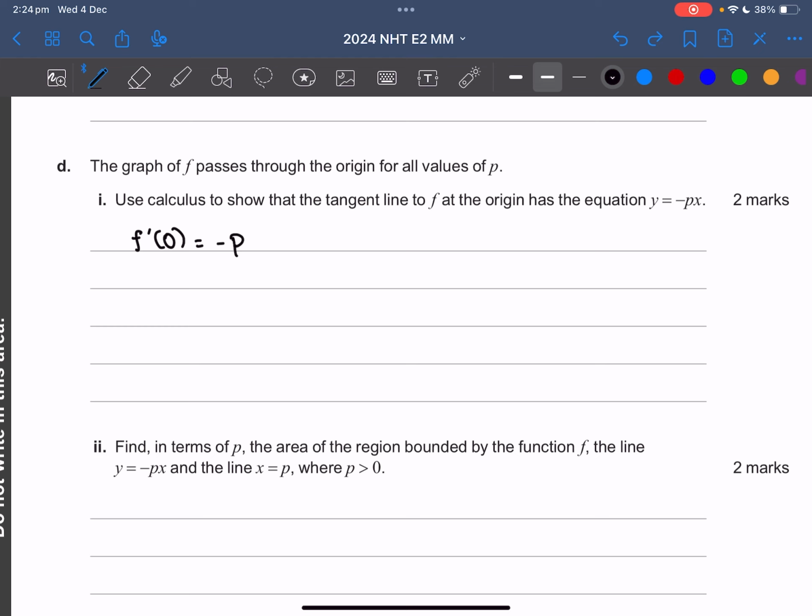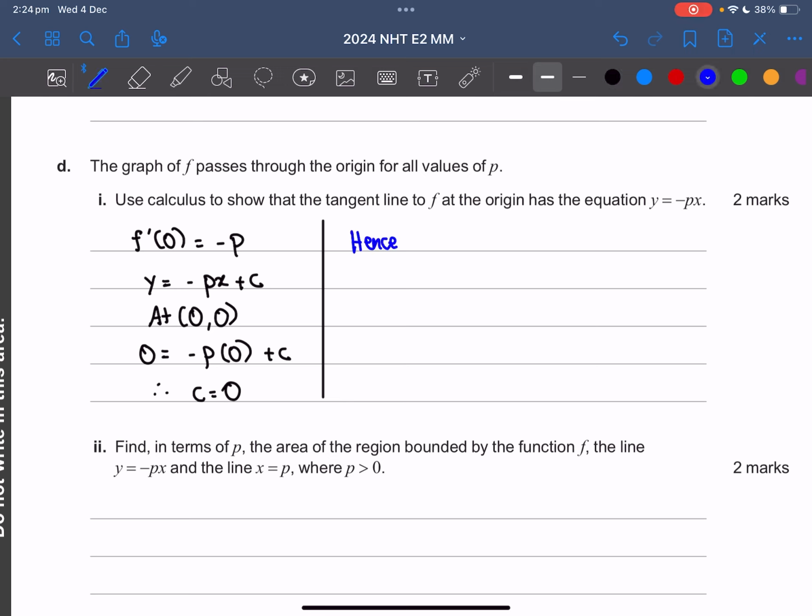Okay, so currently our equation looks like y equals minus px plus c. Now we know that it is passing through the origin, right? So that means the other coordinates we can take is 0 and 0. So we'll have 0 equals minus p times 0 plus c. So therefore, c is equal to 0. Okay? And hence, y equals minus px is the tangent at the origin. Okay?